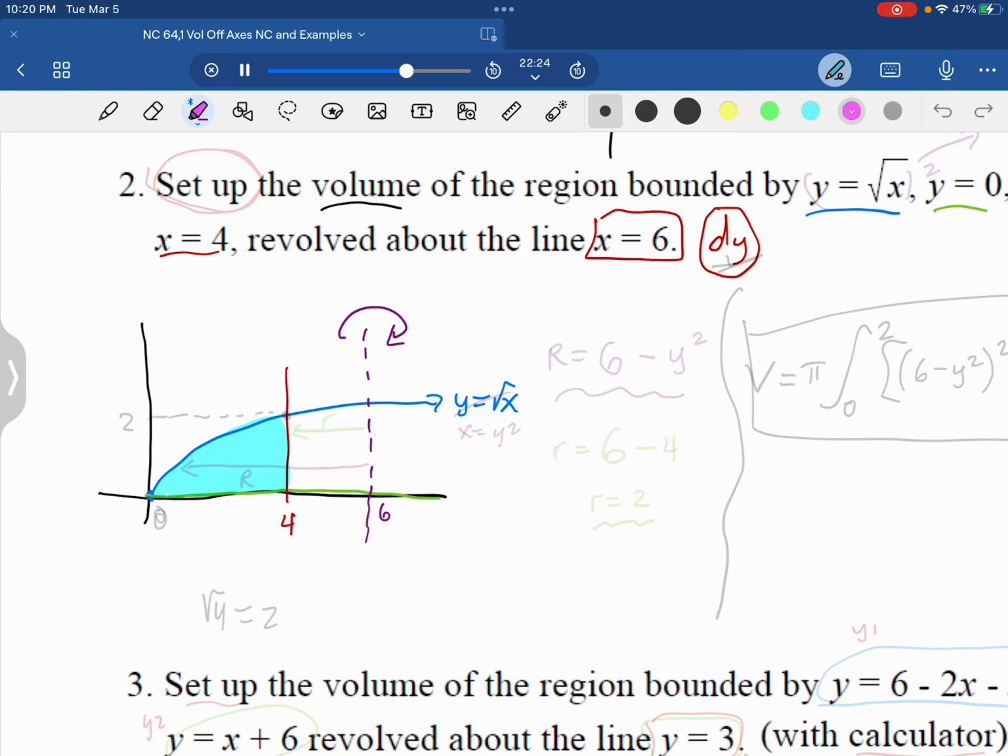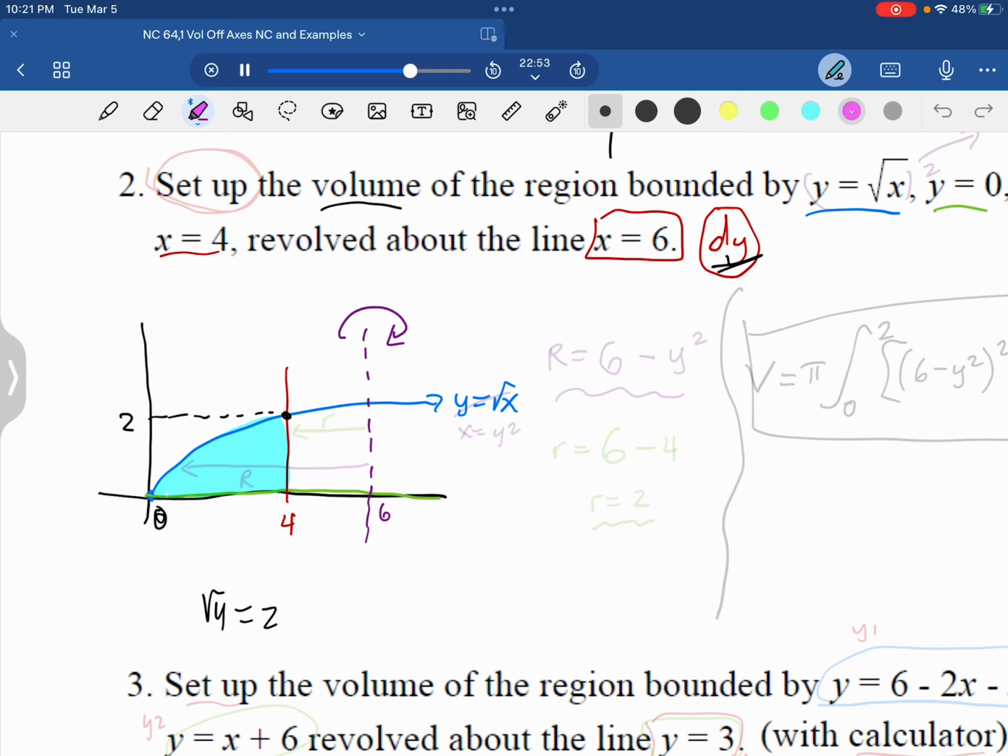We need to know our limits. We know it's going from 0 to 4 on the x-axis, but remember we need to do this dy. So I need to know where this area starts and ends on the y-axis. We kind of know the bottom would still be hitting at 0. The top, think about where that would hit. If I plug 4 into the function, the square root of 4 is 2. So that would be hitting at a height of 2. So that's my limits, 0 to 2.